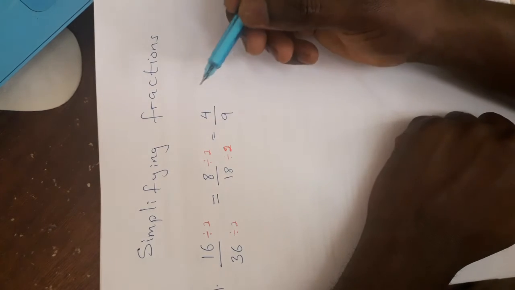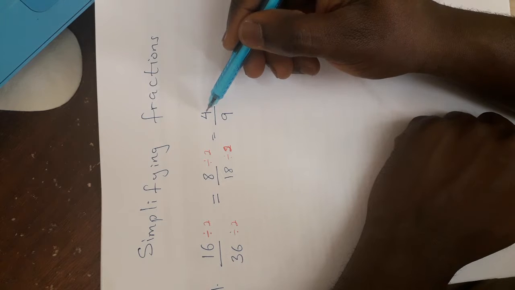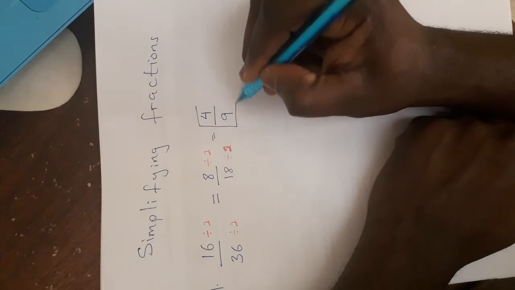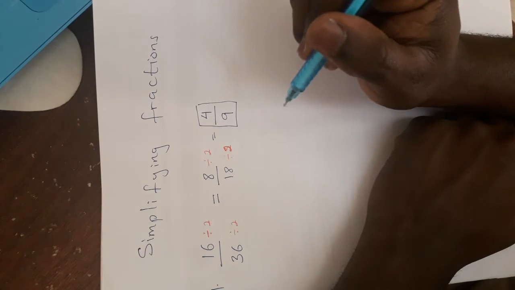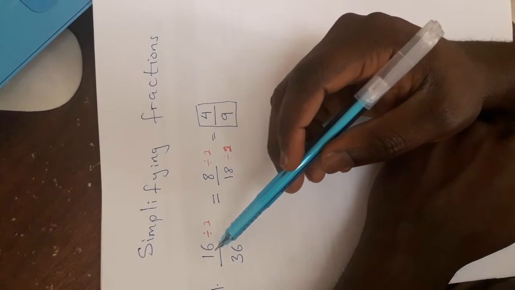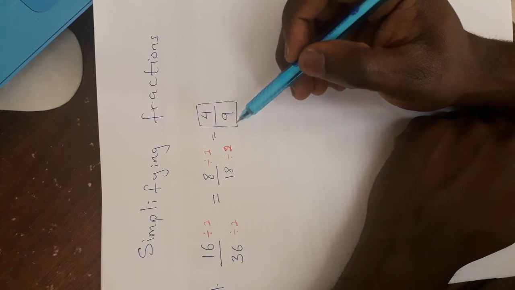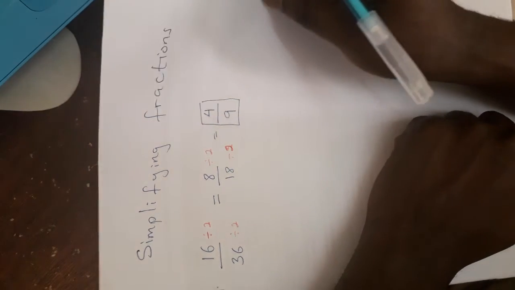So you can see that I have an even number up and an odd number down. For this one, this is the simplest form I can have. So the simplest form of the fraction 16 over 36 is 4 over 9. Okay, let me go to example number 2.